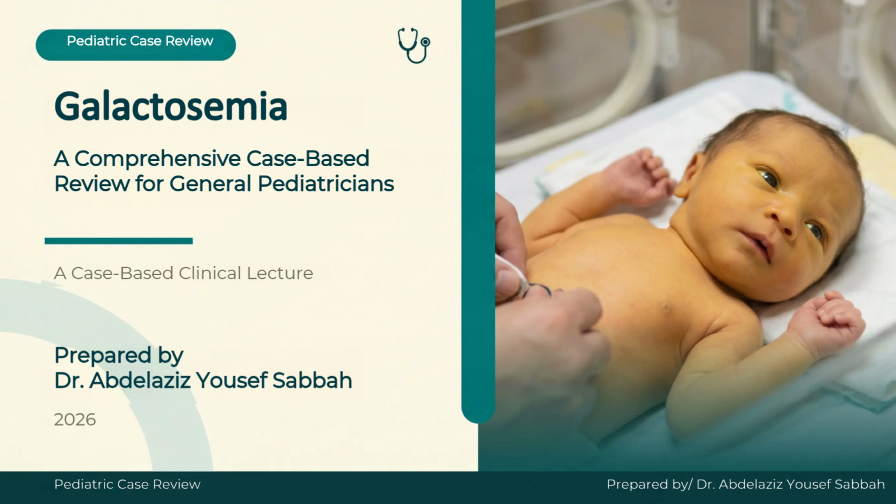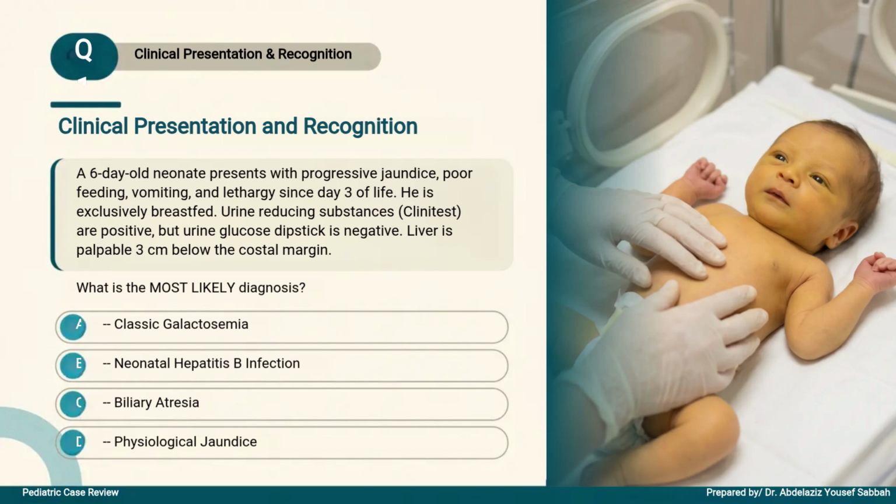Let us begin. Case 1. A 6-day-old neonate presents with progressive jaundice, poor feeding, vomiting, and lethargy since day 3 of life. He is exclusively breastfed. Urine-reducing substances by CliniTest are positive, but the urine glucose dipstick is negative. The liver is palpable 3 centimeters below the costal margin. What is the most likely diagnosis?